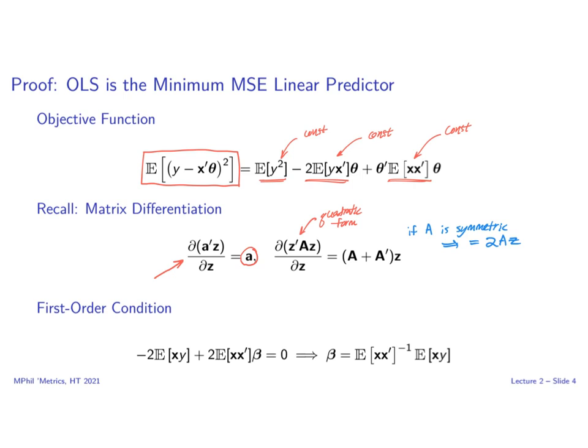Applying these to the objective function from above, we obtain the following first order condition, and provided that the matrix expected value of x x prime is invertible, we obtain the familiar OLS expression in the population.